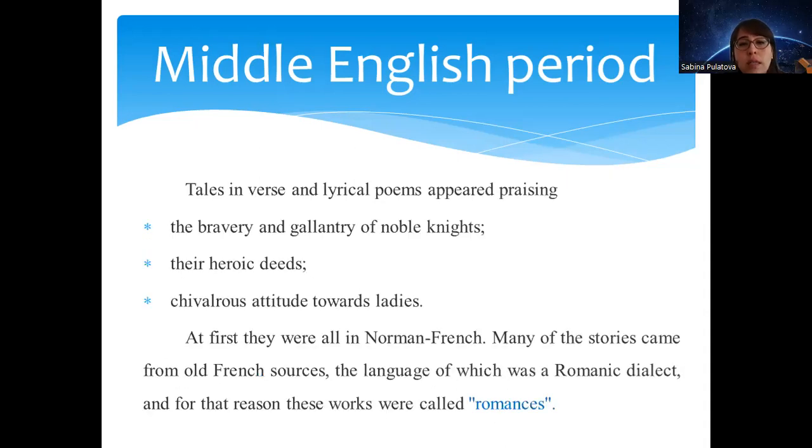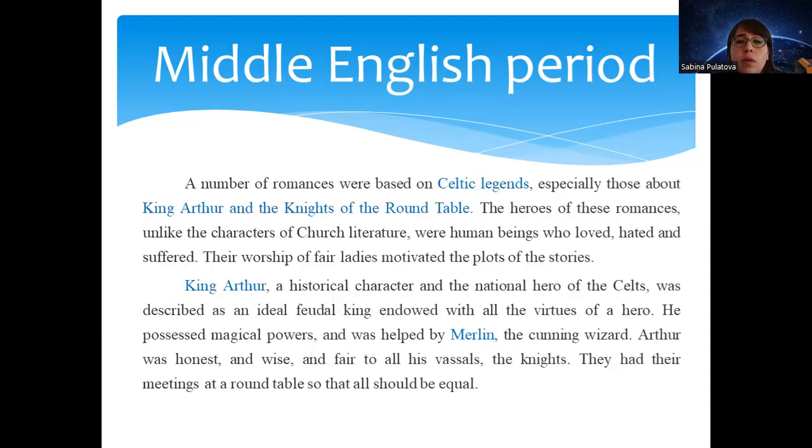Tales in verse and lyrical poems appeared praising the bravery and gallantry of noble knights, their heroic deeds, and chivalrous attitude towards ladies. At first, they were all in Norman French. Many of the stories came from Old French sources, the language of which was a Romanic dialect, and for that reason, these works were called romances. A number of romances were based on Celtic legends, especially those about King Arthur and the Knights of the Round Table.